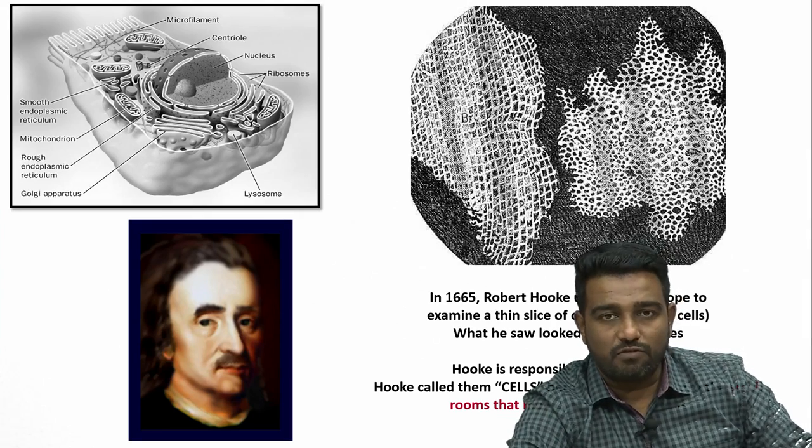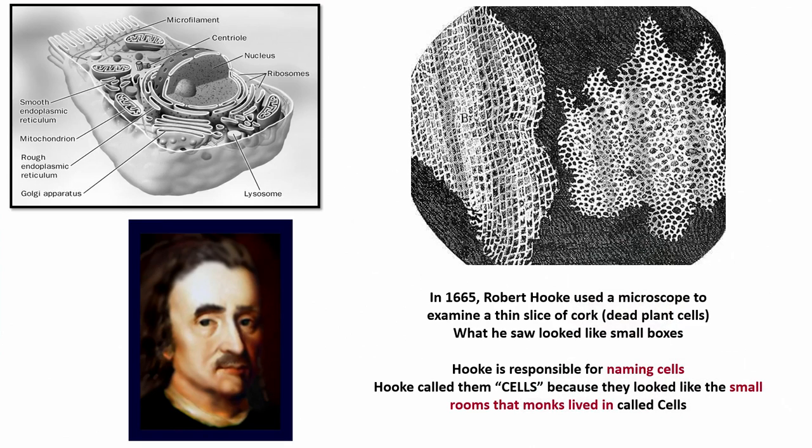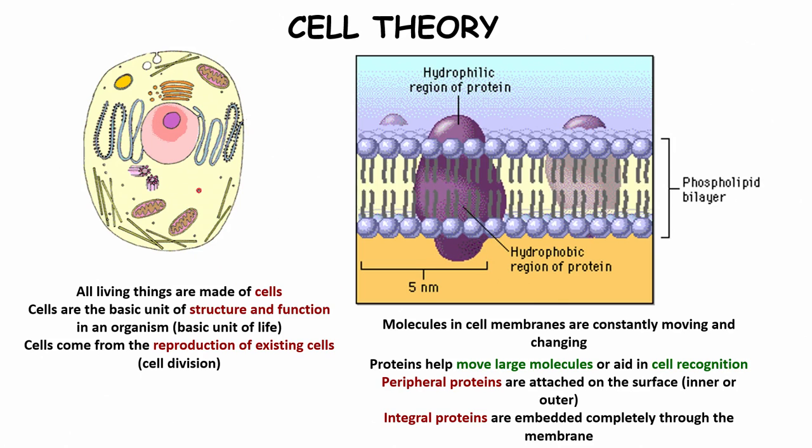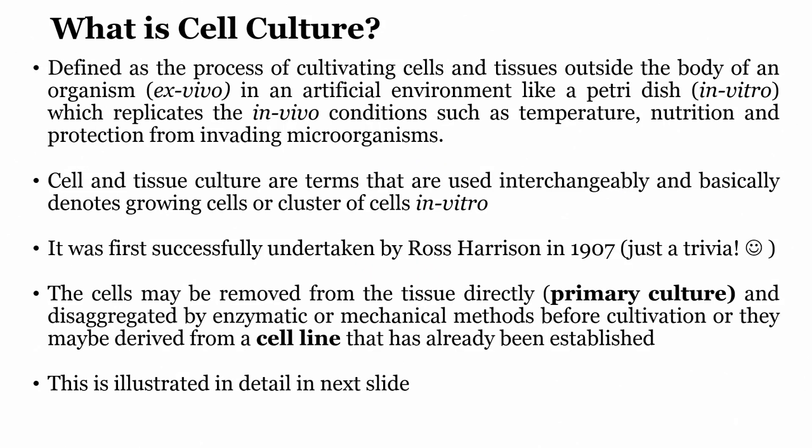If I go to the next slide, what you see is how the cell name came into existence. Then we discussed the beginning of the cell theory and what exactly cell theory means, and what cell culture is. We discussed three terms: one is in vivo, second is ex vivo, and third is in vitro. In vivo is within the body; ex vivo is when you take the tissue out of the body and do the experiments; in vitro is when you develop the cells in the laboratory and use a microfluidic chip or any static platform like transwell to study the tissue or cell properties.